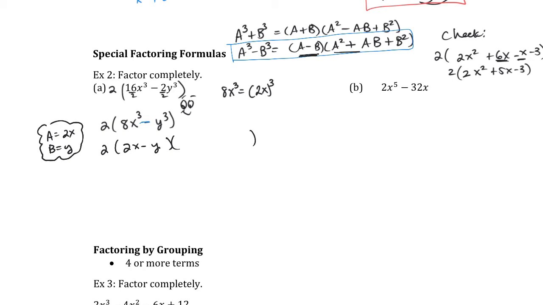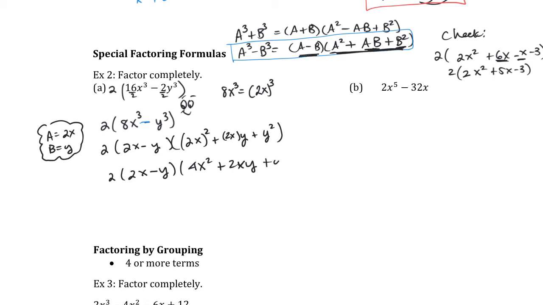Okay, and now the next thing is we need to write a squared. A is 2x, so we take a squared, and then we take plus a times b, so 2x times b, and in our problem b is y, and then plus b squared, so it would be plus y squared. So I'm just copying every single part of that formula down. And now we'll just simplify it a little bit. So 2 times 2x minus y, and now this would just be 4x squared plus 2xy plus y squared. And that is factored.